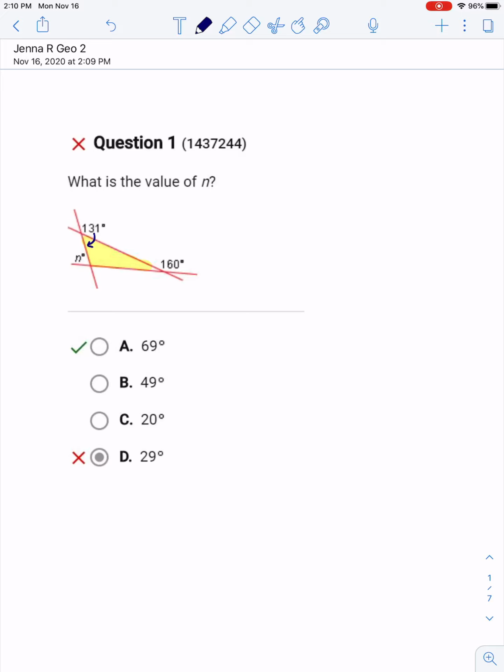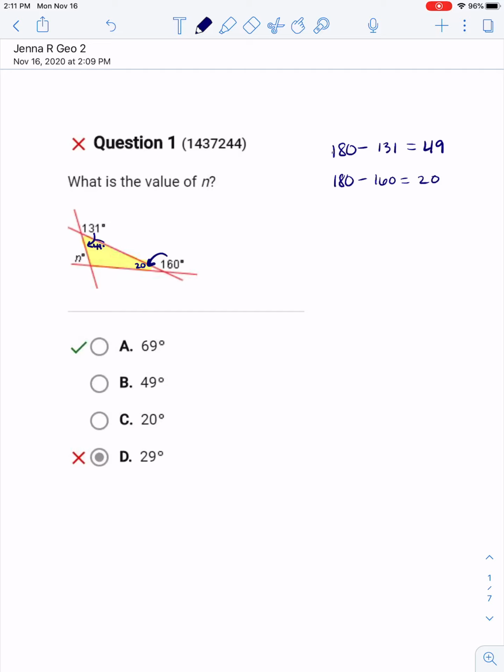With that, I can find the interior angle that goes with it. So I know that an interior angle and an exterior angle add to 180. So if I do 180 minus 131, that'll give me the value of the angle on the inside. That's 49 degrees, okay? So that angle right here on the inside of the triangle is 49 degrees. Same with this one. 160 and that interior angle also add to 180. So if I just subtract from 180, I get that this interior angle is 20, okay?